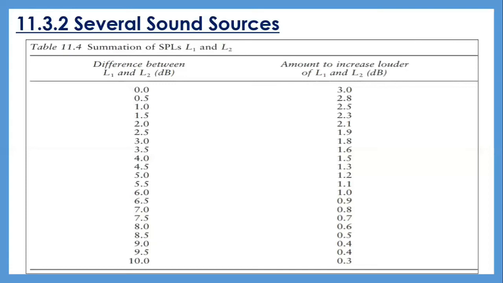This process can be repeated for each or for other noise sources until the difference between the combined estimate and any remaining sources is 10 decibels, at which point the addition of more noise sources will, in practice, have negligible impact on the overall noise.